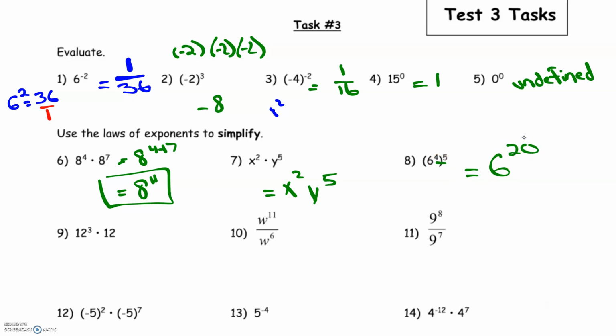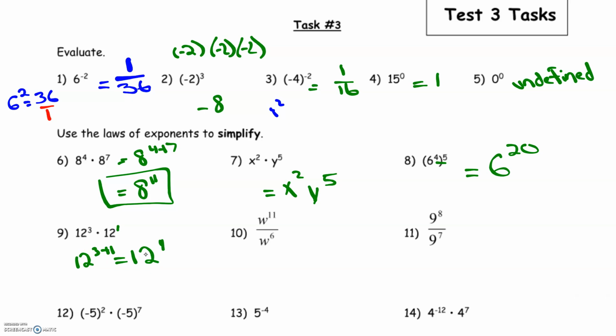Question number 9, a little hidden. Alright, when you look at a whole number, the invisible number that's written here is the number 1. So again, we're still multiplying exponents. We keep the base, add the exponents, and it becomes 12 to the 3 plus 1, and we get 12 to the 4th power.